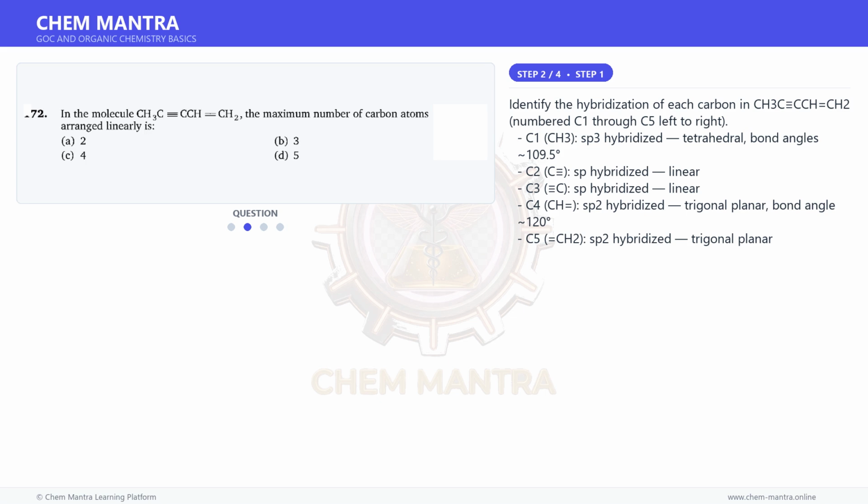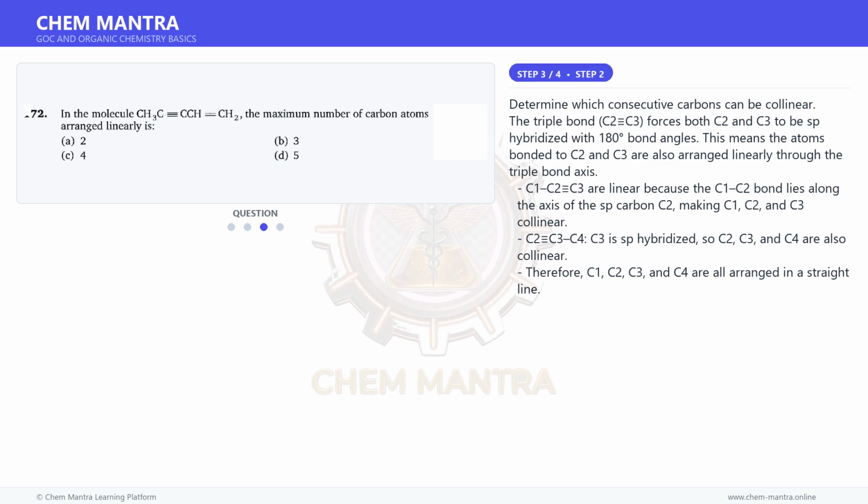C3, C, sp hybridized, linear. C4, CH=, sp2 hybridized, trigonal planar, bond angle 120 degrees. C5, =CH2, sp2 hybridized, trigonal planar.